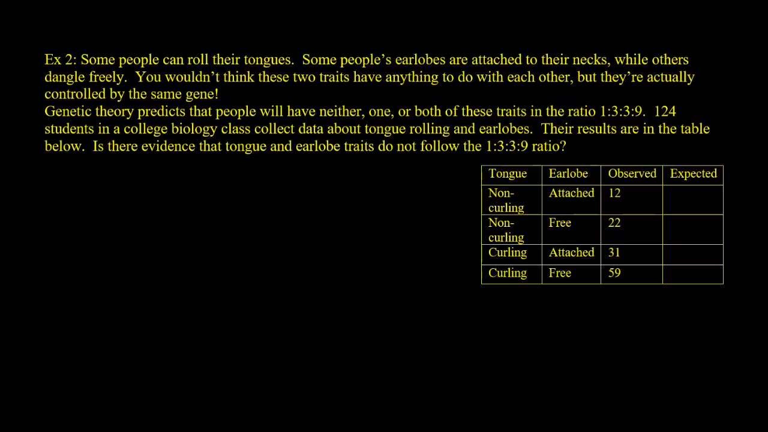So since we're saying, is there evidence they don't follow the ratio, we are looking at expected values. We're not comparing it to another item. We're comparing it to what we think the true value is. So we're doing a goodness of fit test.